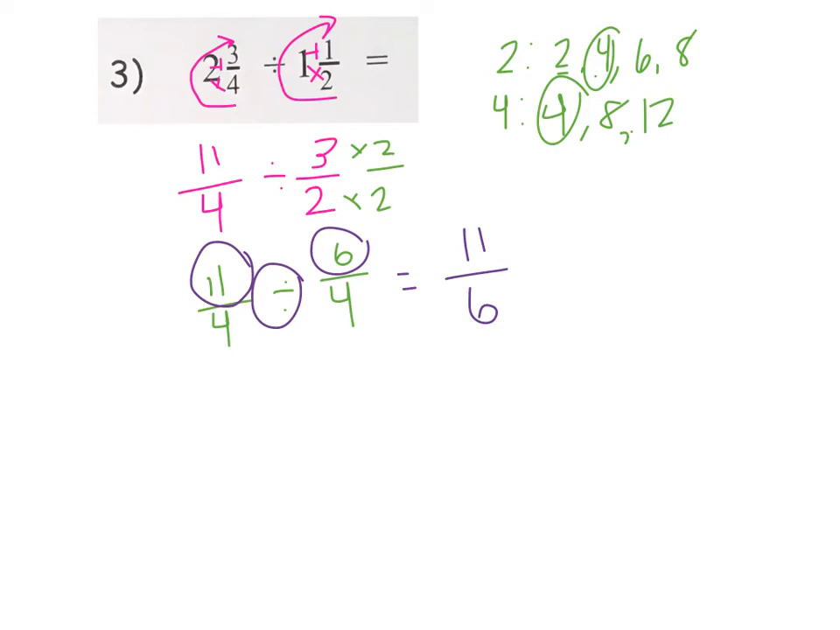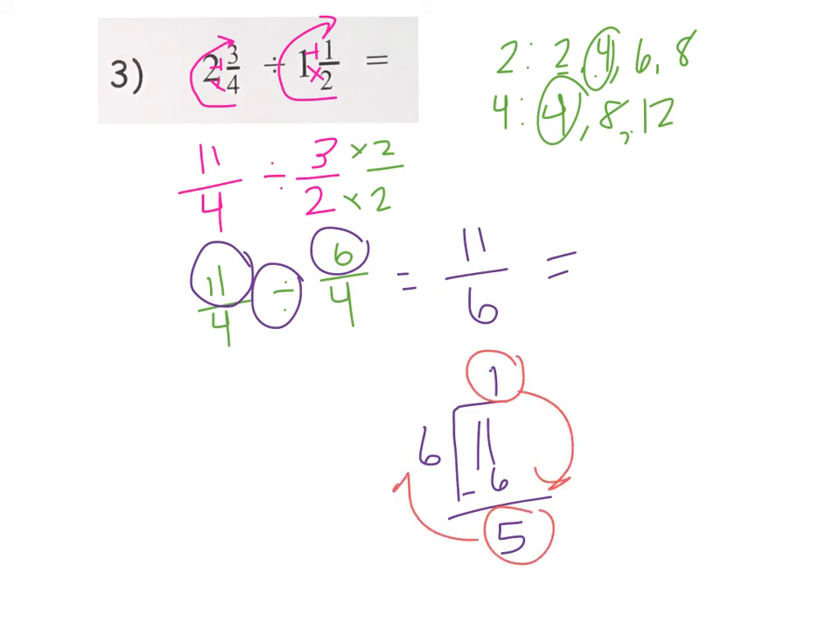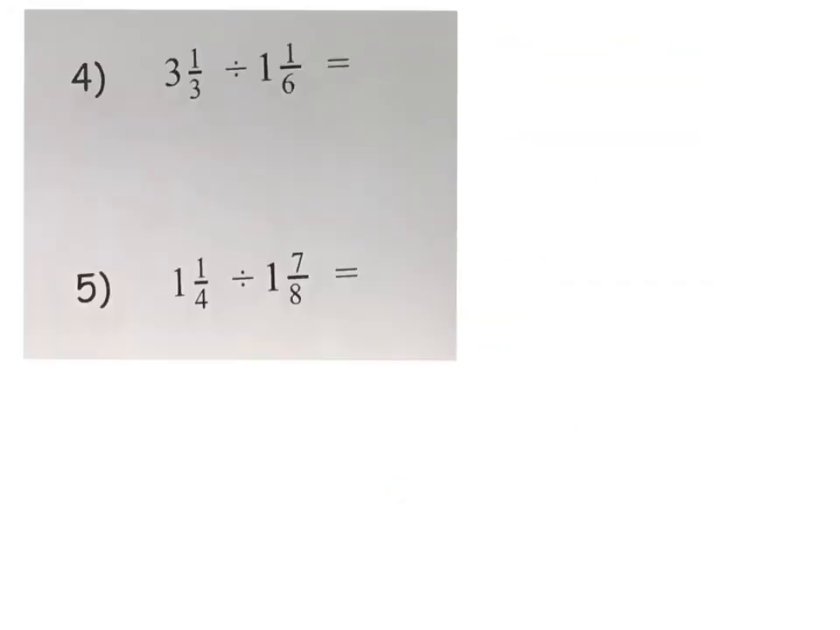And that is improper. We do want to make it back into a mixed number. So remember, top dog in the house. 6 goes into 11 one time with 5 left over. So remember, you do whole number, remainder, denominator. So 1 and 5/6 is your final answer for this problem.